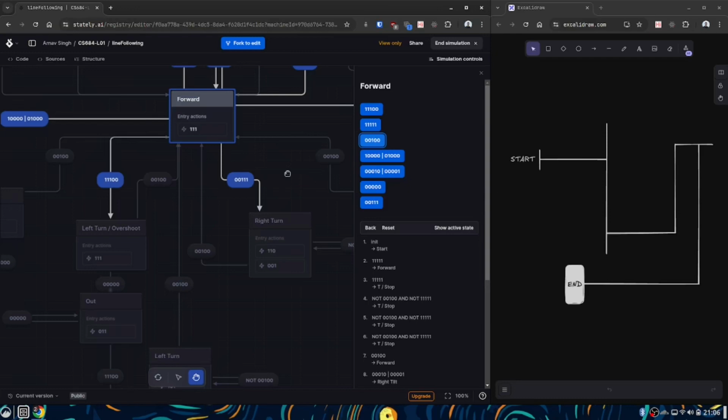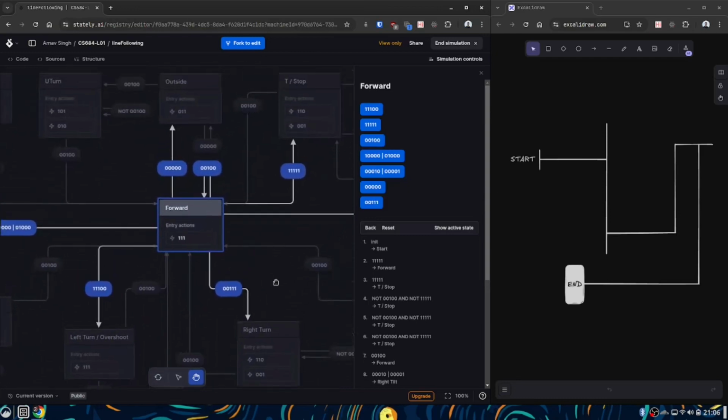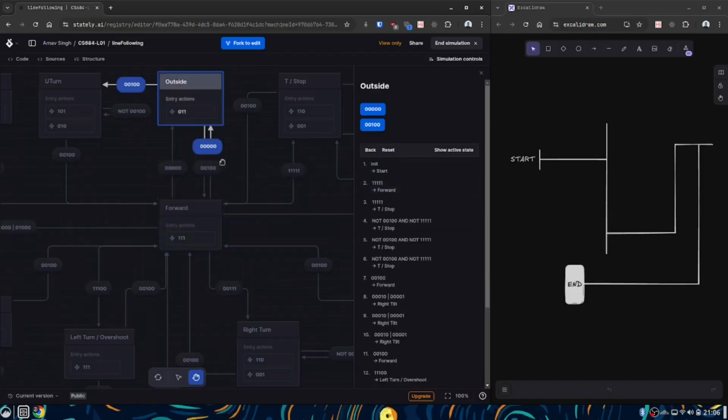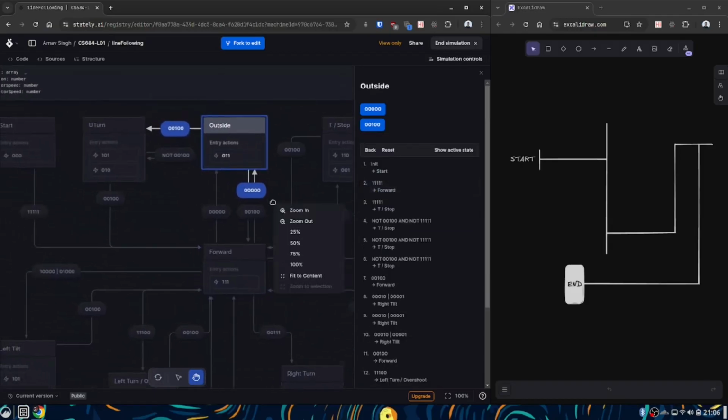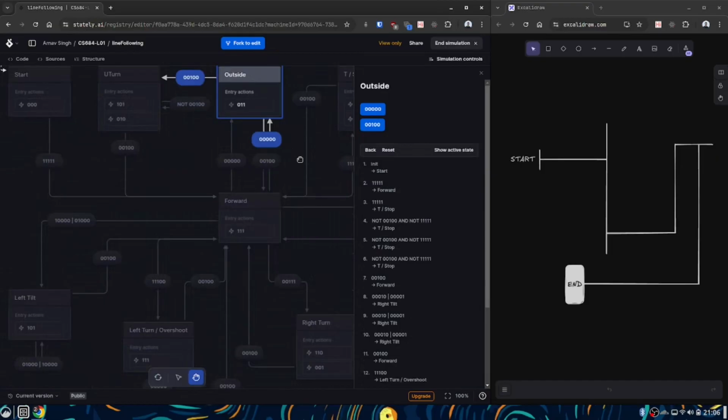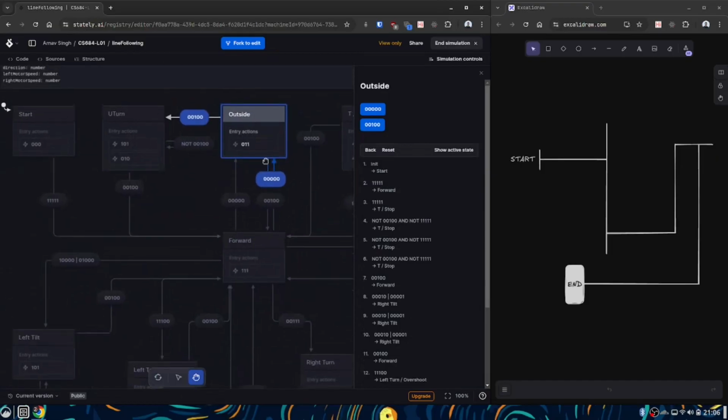Outside, the sensor input will now be 0, 0, 0, 0, 0. That means we'll be taking this transition, and now the robot knows that we are outside. So now we'll take a U-turn, because we know that we have stepped over the end of a line. For the U-turn, we'll first reverse back.